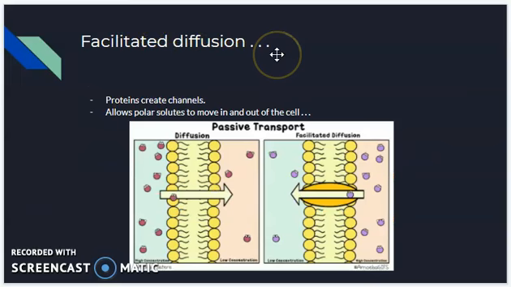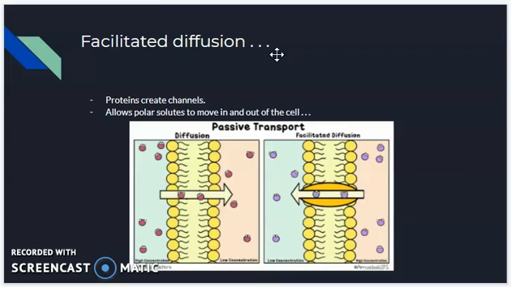Next, we have facilitated diffusion. Facilitated diffusion are proteins that create channels for larger molecules to pass through. This is what allows polar solutes to move in and out of the cell by passing through the membrane into or out of the cell by simple diffusion.